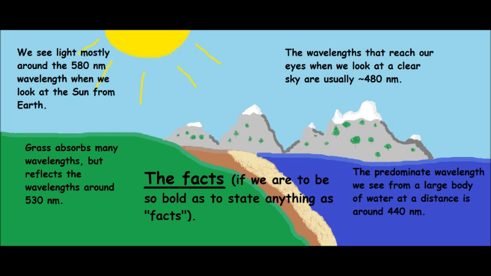The facts, if we are to be so bold as to state anything as facts, are that we see light mostly around the 580 nanometer wavelength when we look at the sun from Earth. Grass absorbs many wavelengths, but reflects the wavelengths around 530 nanometers. The wavelengths that reach our eyes when we look at a clear sky are usually around 480 nanometers. The predominant wavelength we see from a large body of water at a distance is around 440 nanometers.